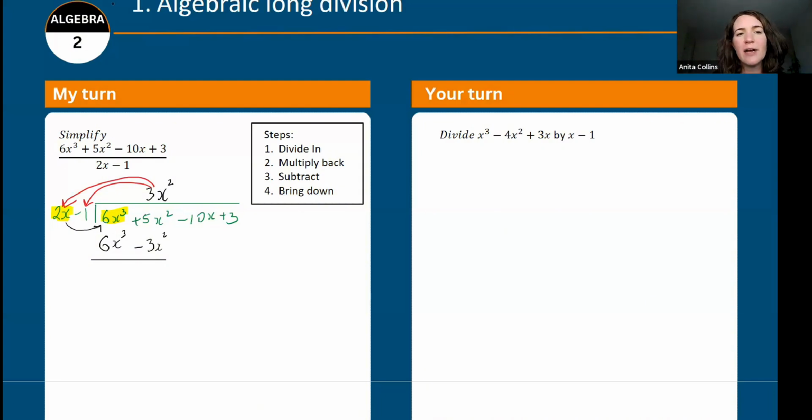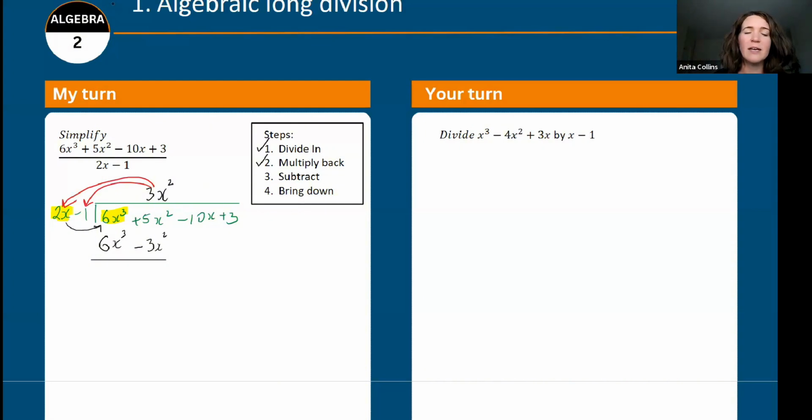If 2x divided into 6x cubed is tough for your brain, another way you can say it to yourself is 2x times what gives 6x cubed. And think about it then. 2 times what gives 6 is 3. X times what gives x cubed. X times x squared gives x cubed. Right. Multiply back by both. So that's divide in, multiply back.